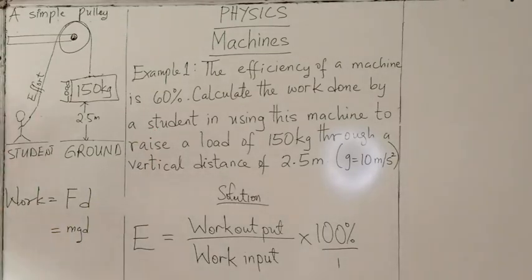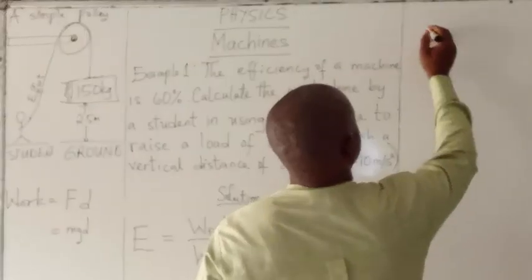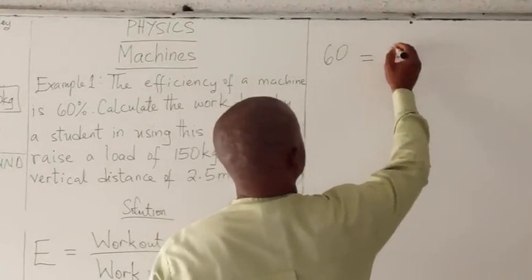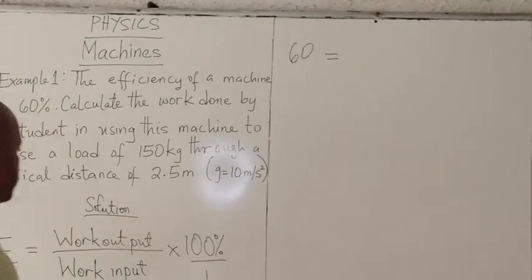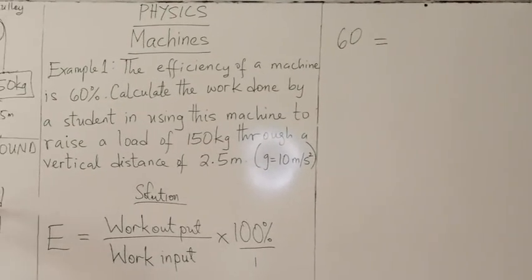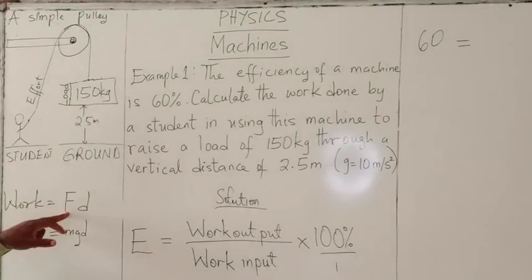Do you understand? And the diagram here has illustrated the problem we're going to solve. We're asked to calculate the work done by the student, which is the work input. Remember, we are given the efficiency at 60%. So let's go ahead using this formula here. Efficiency, 60%, is equal to the work output. How do we get the work output? Remember, the formula for work is force times distance.